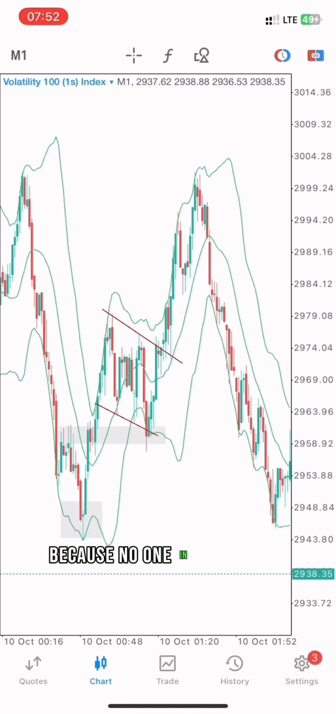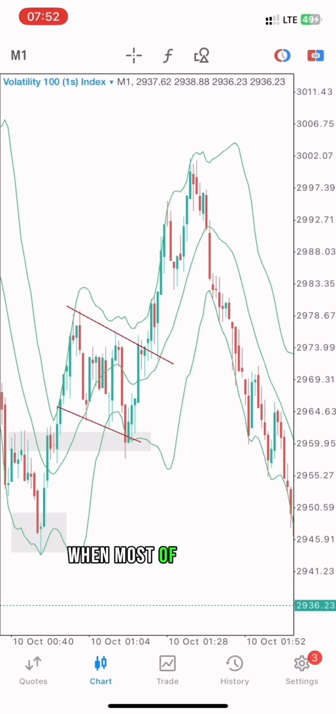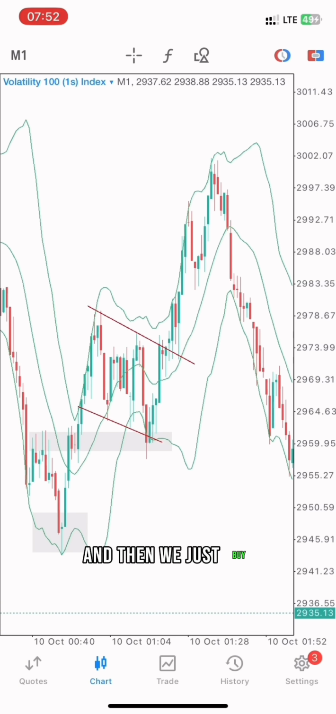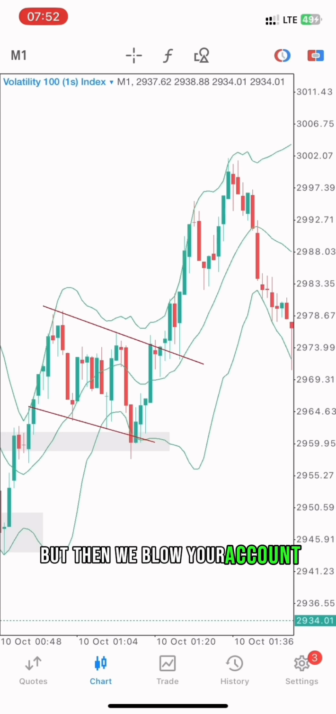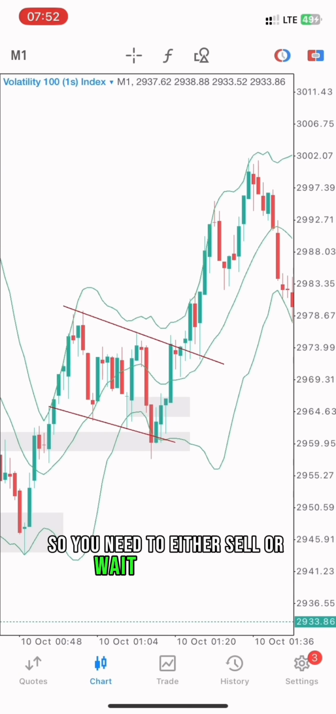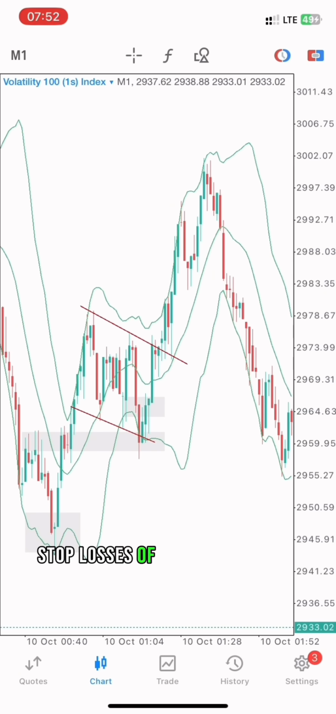They don't know. When most of us see this, we just get excited and say, oh, it's a buy, and then we just buy. But then we blow the account because we don't know what's about to happen. For you to identify that this is a flag, it would have formed to that extent, otherwise you wouldn't have found it. So you need to either sell or wait for it to hit the stop losses of the early buyers.